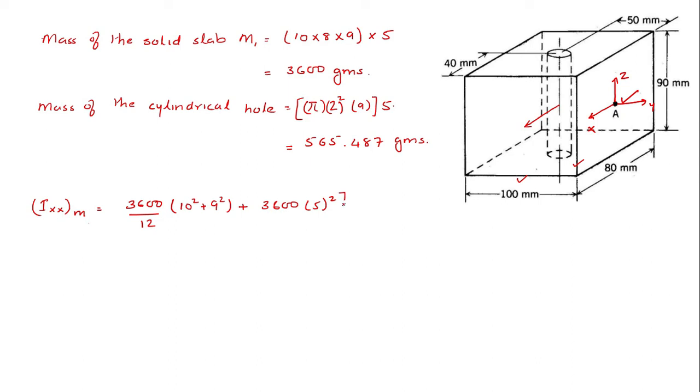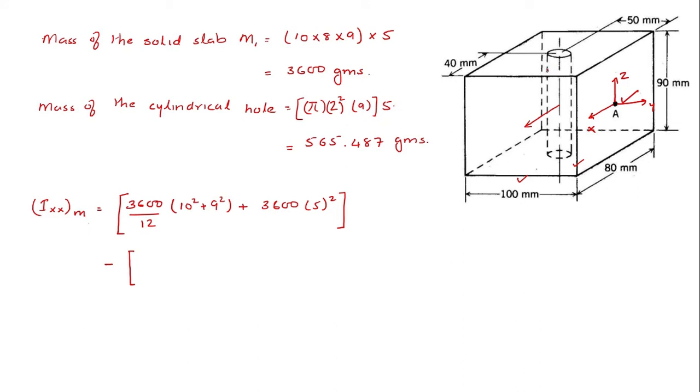Okay, so this is the corresponding moment of inertia of this solid block here with respect to this axis here. Now the cylindrical portion has been removed, so that portion I'll have to subtract. So I'll write here minus. Now, this corresponding cylindrical portion, I will consider it to be a solid cylinder rather than a thin cylinder.